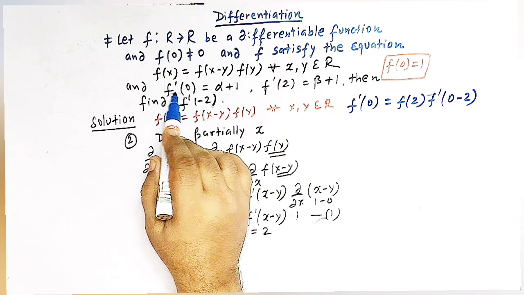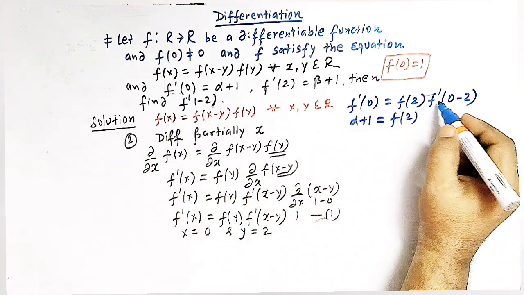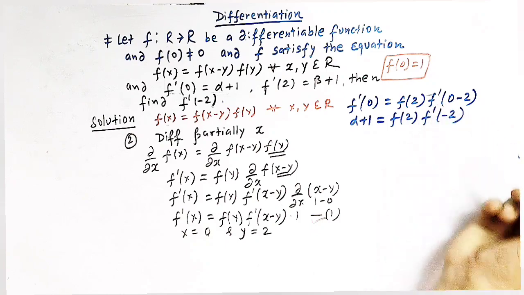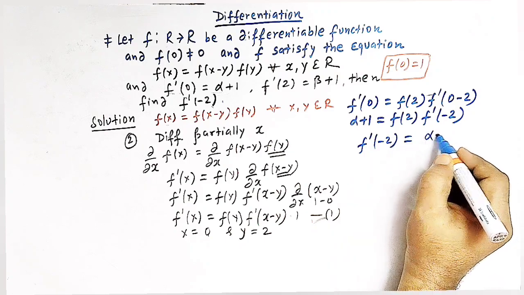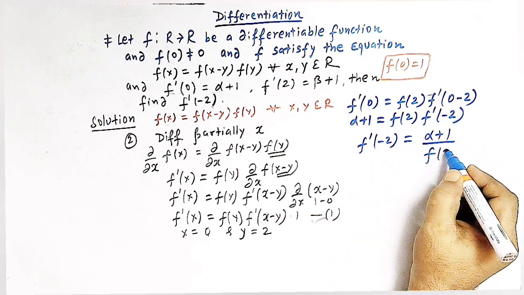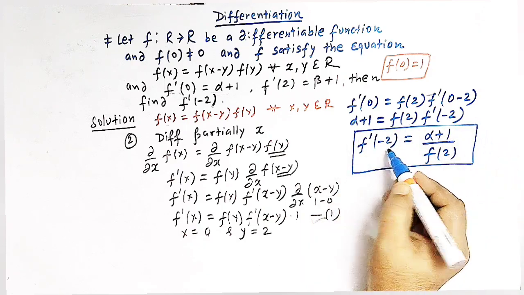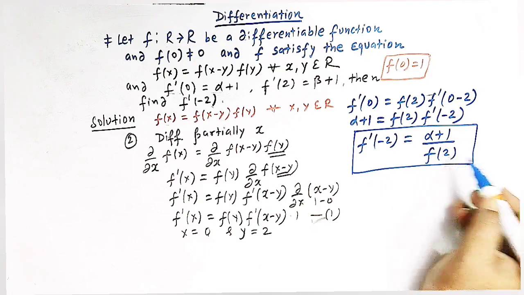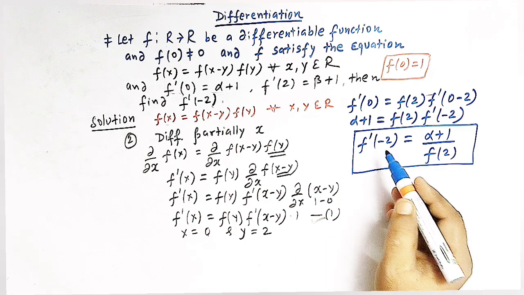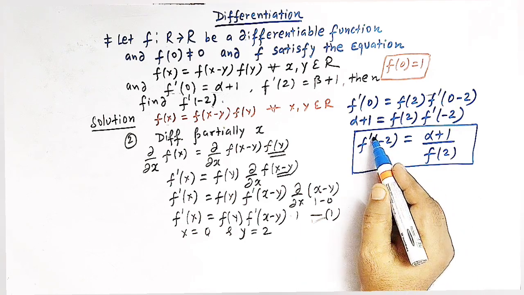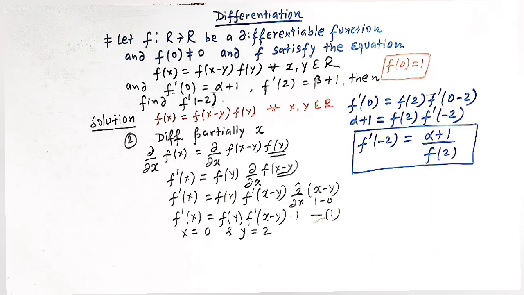So f prime of 0 is given as alpha plus 1, and here we have f of 2, and this is f prime of minus 2. So f prime of minus 2 is now equal to alpha plus 1 divided by f of 2. So the value of f prime of minus 2 is equal to alpha plus 1 over f of 2. So now we need to find out the value of f of 2, so that we can get the value of f prime of minus 2 in terms of alpha and beta.